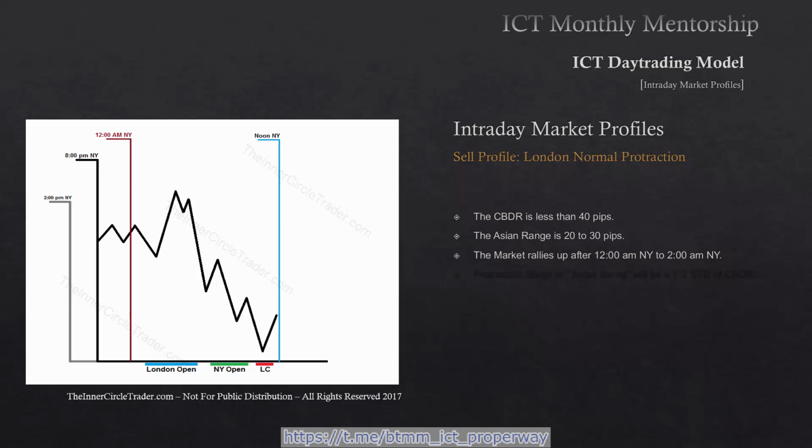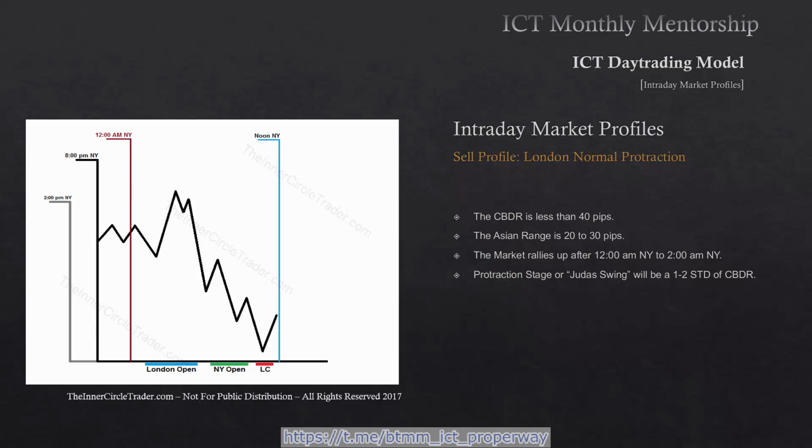You have the central bank dealers range has to be less than 40 pips, check. Asian range has to be 20 to 30 pips, check. Now, if those two conditions are there, but yet we do not see price rallying after 12 a.m. New York time into 2 a.m., if that does not occur, again, that is not the London normal protractionary sell day. The protractionary stage, or Judas swing, will be 1 to 2 standard deviations of the central bank dealers range.